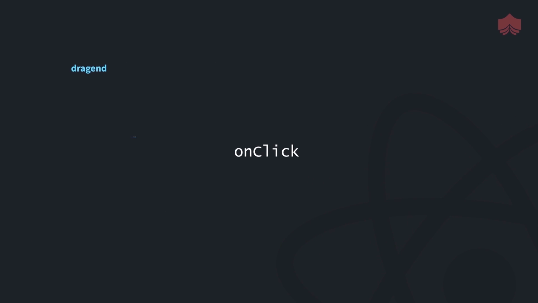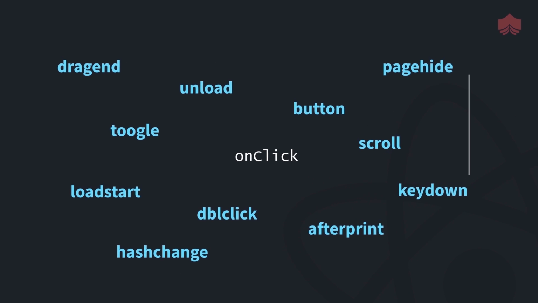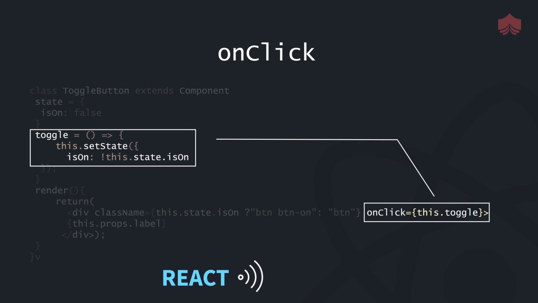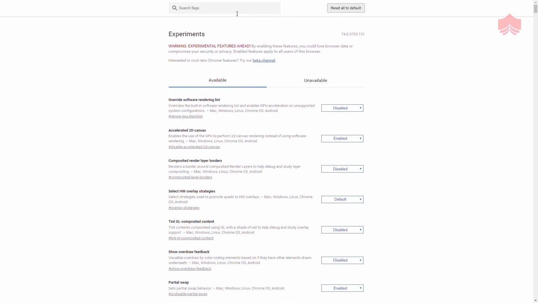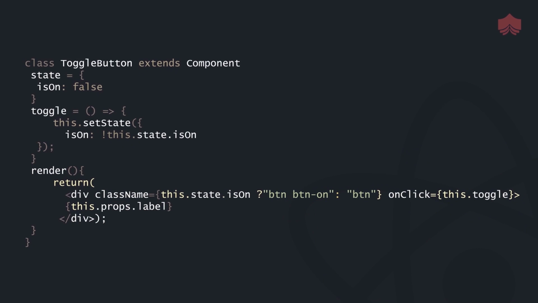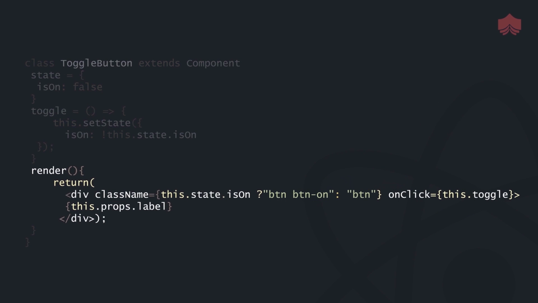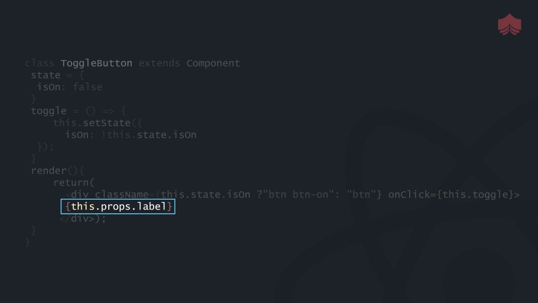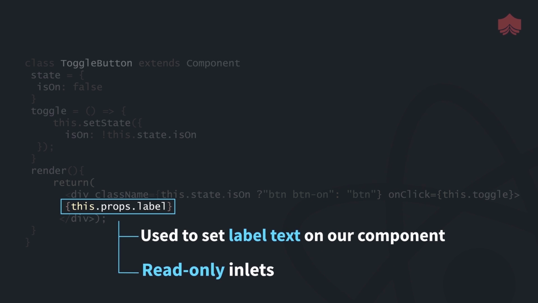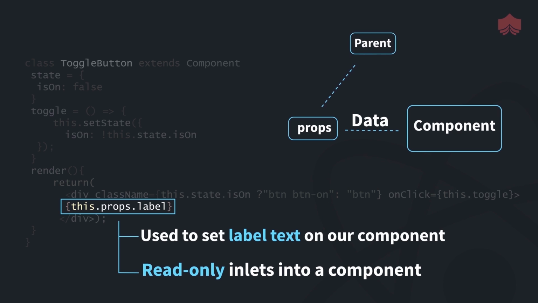onClick is one of many event listeners that you can define in JSX. When a click event is intercepted on this div, React dispatches a synthetic event. React handles browser-specific native events seamlessly using the synthetic events mechanism. Now, notice this expression inside the render method. We are expressing the value of this.props.label. This is used to set the label text on our component. Props are read-only inlets into a component and allow you to pass data into a component from the parent.